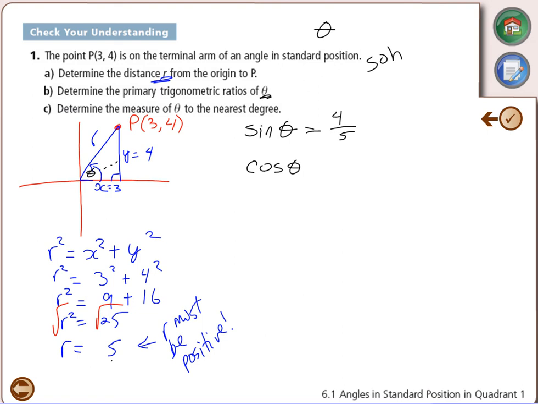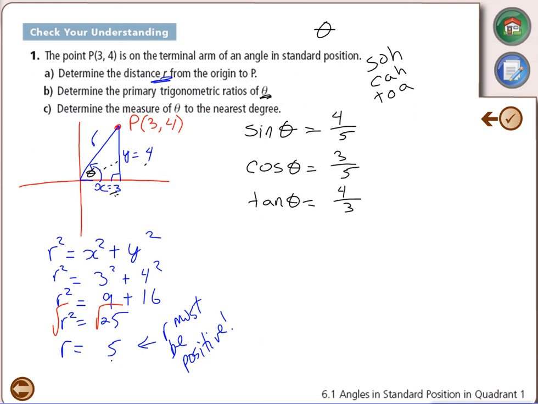That was 5. Take it down to lowest terms and leave it as a fraction. Cosine of theta now. Cosine's adjacent over hypotenuse. The adjacent, that's the 3. The hypotenuse, that's what we found, 5. Take it to lowest terms, it is, so 3/5. Tan now. Tan. TOA. Opposite over adjacent. So the opposite side is 4. The adjacent side is 3. It's 4/3.